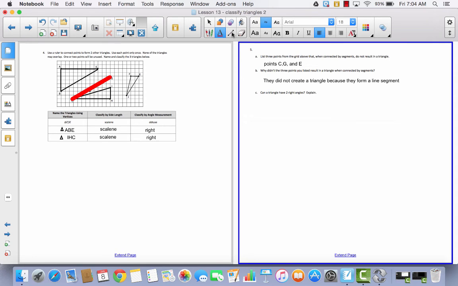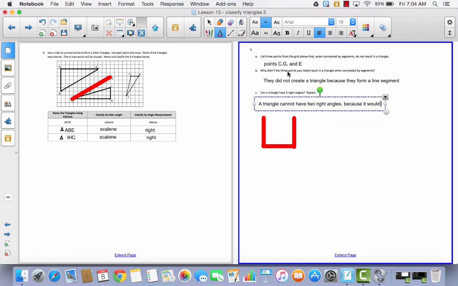Can a triangle have 2 right angles? Let's think about that for a minute. So this is a right angle, and this is a right angle. So if I try to make another right angle, could I make a triangle? I cannot, right? So a triangle cannot have 2 right angles because it would create a square or a rectangle instead.